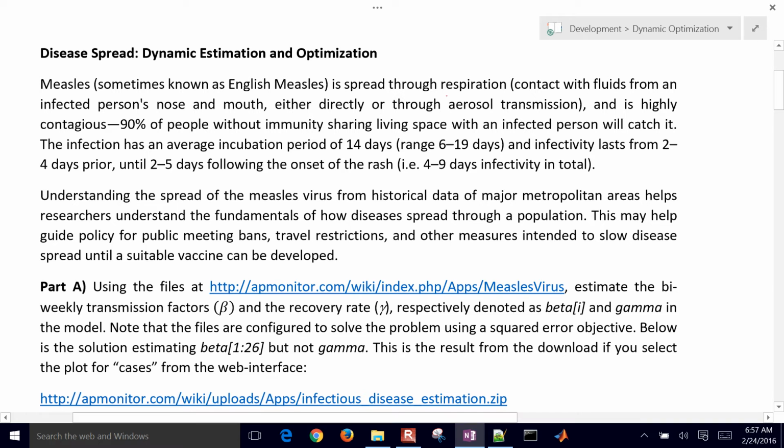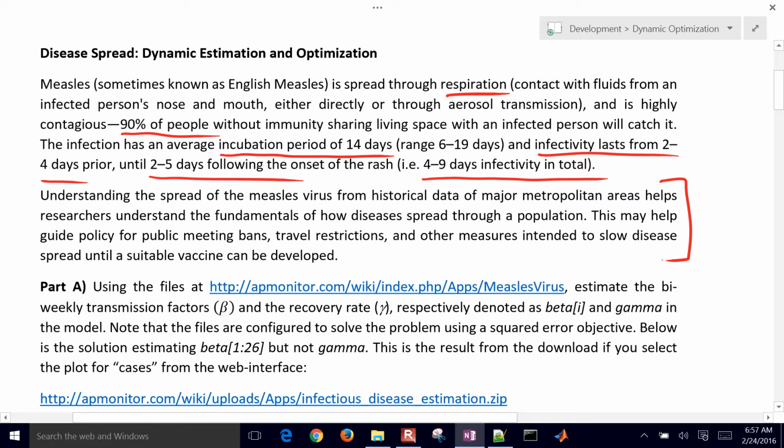Measles is spread through respiration, contact with fluids from an infected person's nose and mouth, and is highly contagious. 90% of people without immunity sharing living space with an infected person will catch it. You typically have an incubation period of 14 days, and infectivity lasts from 2 to 4 days prior until 2 to 5 days following the onset of the rash, so about 4 to 9 infectivity days in total.